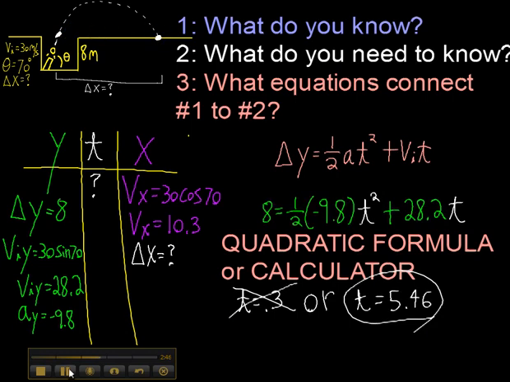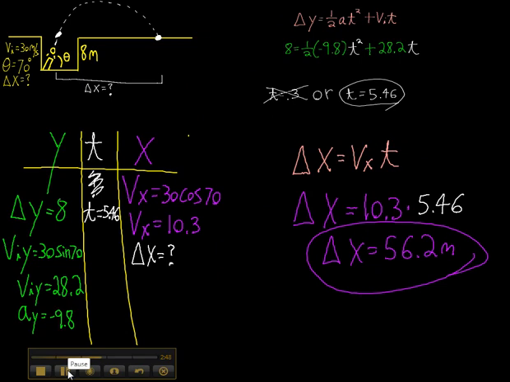So now that we know the amount of time it's in the air, it's actually very simple. All we have to do is multiply it by how fast it was going to the right. And if it was going 10 meters to the right every second, and it was in the air for 5.5 of those seconds, then it makes sense that it went 56 meters. Don't forget to slap units on your final answer, since we skipped units for all this stuff.